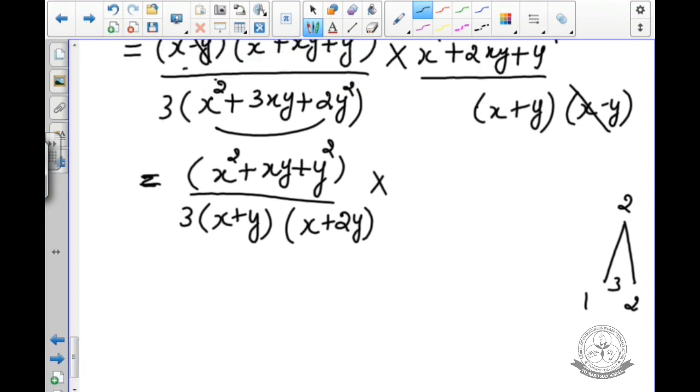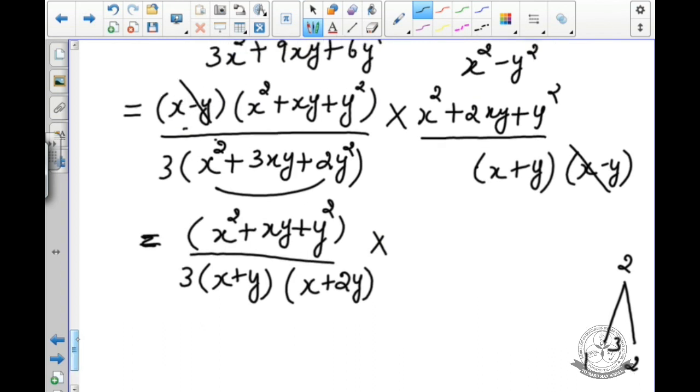in the numerator, what we have here is x square plus 2xy plus y square, right? So if I write it as x plus y the whole square, because if I expand this term, x plus y the whole square is equal to x square plus 2xy plus y square, which is x plus y the whole square, divided by x plus y.